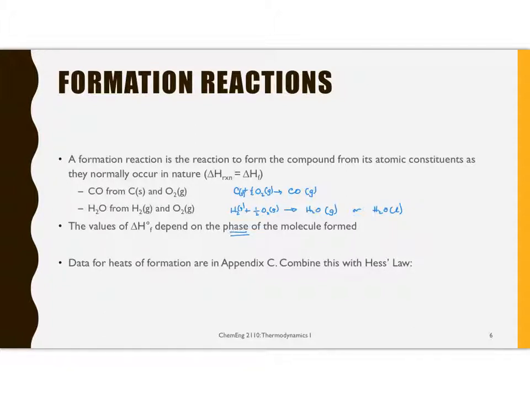Now we do have data for heat of formation in Appendix C. This is at 25 degrees C or 298 Kelvin. And we combine this with Hess's law so that I can find heats of reaction for other reactions.